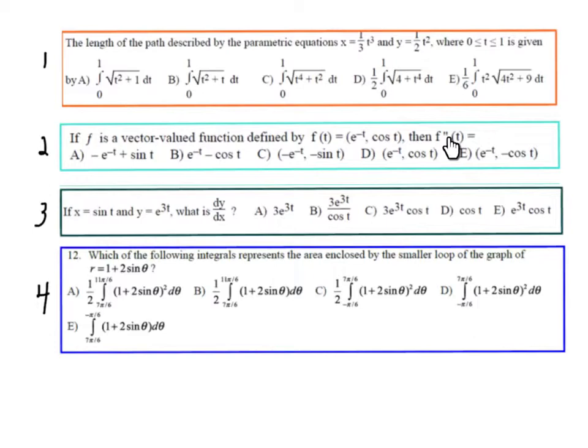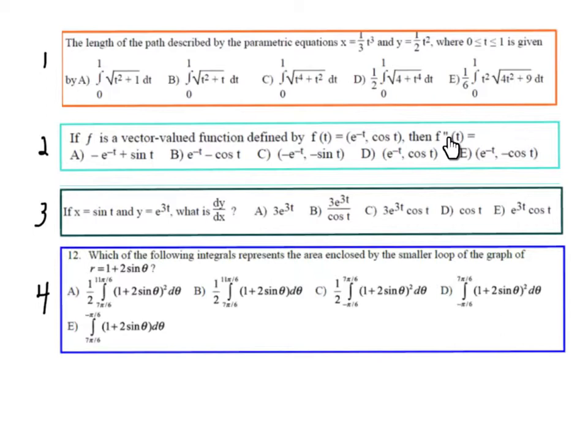The third one, if x is equal to sine and y is equal to e to the 3t, dy dx. Remember, as we find derivatives with vectors, we're always looking to do dy dt divided by dx dt. If we needed the second derivative, we would then use quotient rule and divide by dx dt at the end.